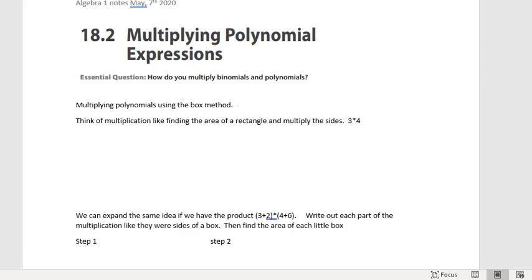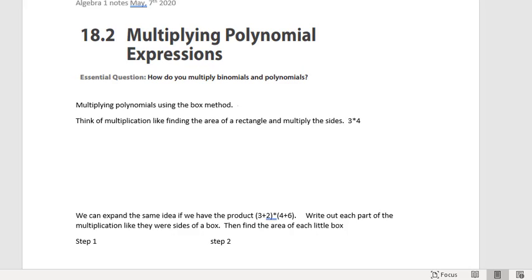Okay, today we're going to look at multiplying polynomials. We already looked at multiplying a monomial times a monomial and a monomial times a polynomial. Now we're going to look at multiplying two polynomials together. We're going to start by going through the idea of the box method. We can think of multiplication like finding the area of a rectangle: we multiply the sides.